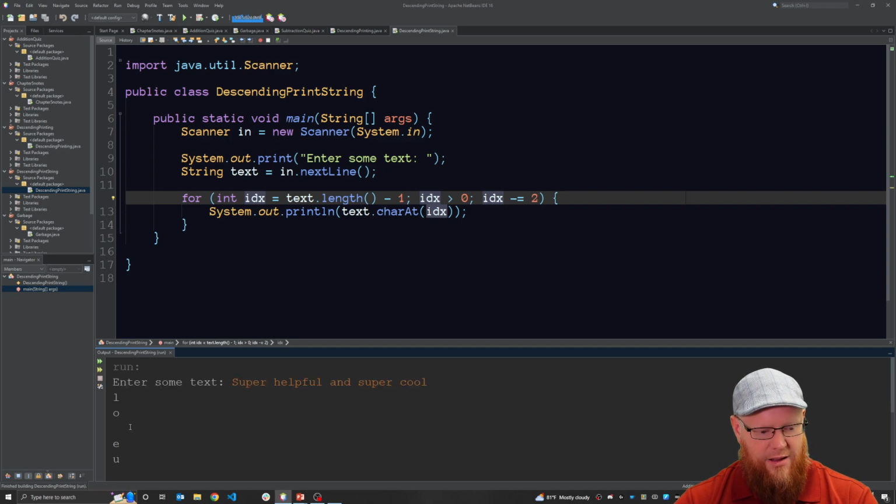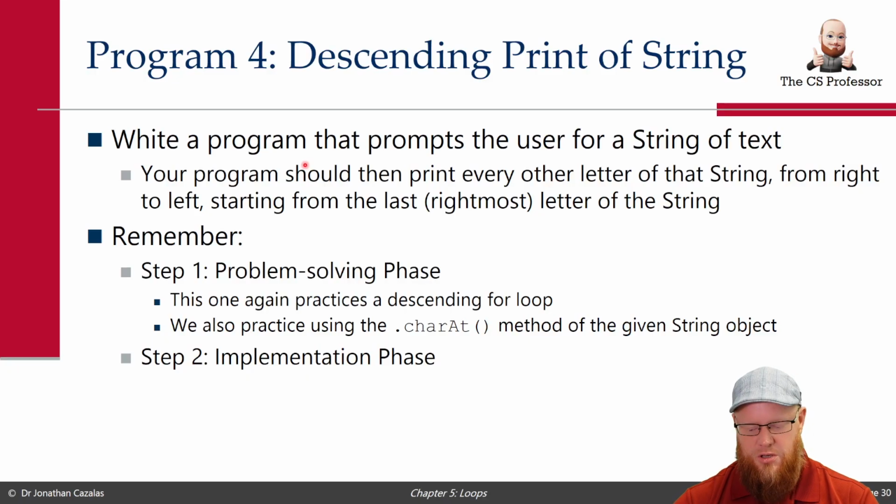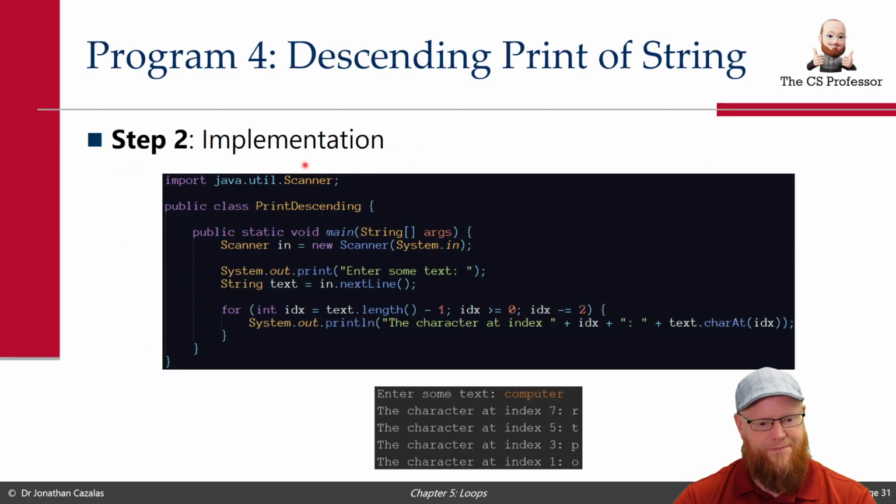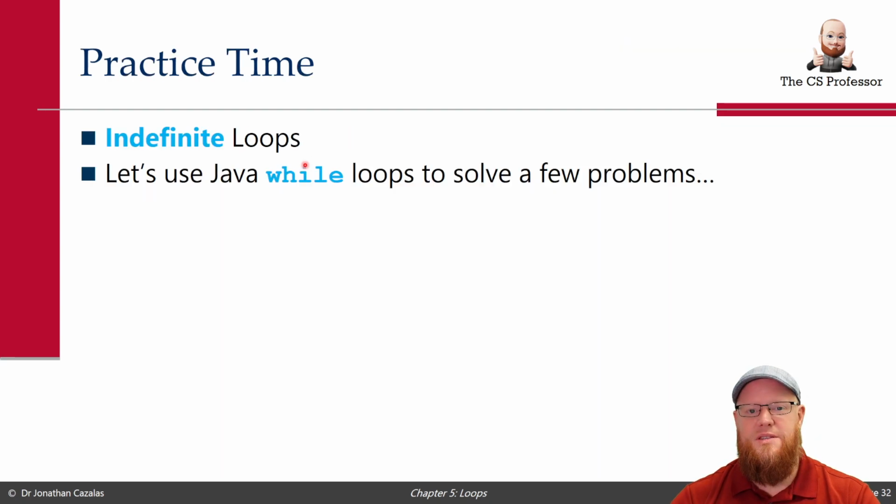And that's what we got, including some spaces, right? Because we printed the L, the O, and the next thing over was a space, followed by the E, and then the U, and then a space. Cool, that works. That was program 4. Oh, and I apparently put some extra output: the character at index blank is blank. Perfect. All right, that was definite loops.